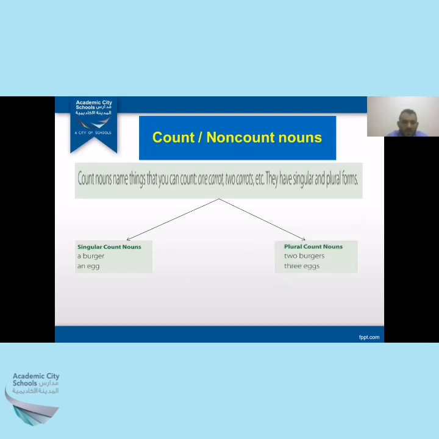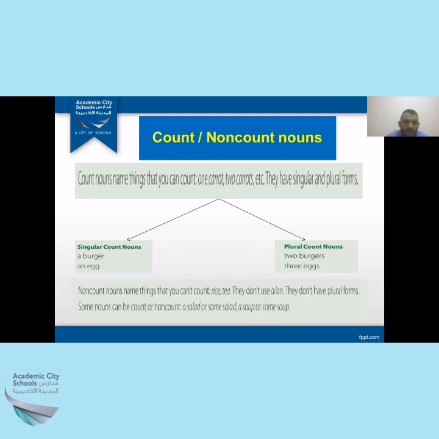Singular count nouns, as you see here, a burger, an egg. Plural count nouns, 2 burgers and 3 burgers. So count nouns, nouns that I can count.